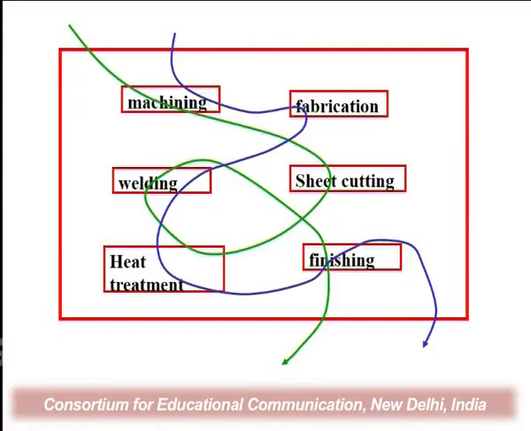Again this slide, machining. A blue line comes from machining to fabrication, to welding, to heat treatment, to finishing. A red line starts from machining, it doesn't require fabrication, it goes to sheet cutting, then it goes to welding, and then it goes to finishing. So therefore, the idea is that in process layout, the layout is arranged with respect to the process, and different products can assume different routes, right?